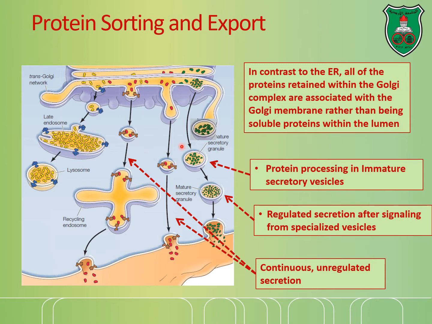Okay, so what happens then is sorting of proteins in different ways. You have continuous unregulated secretion. Vesicles pop out of the Golgi and they move towards the plasma membrane directly, where they release their contents. Or you have transfer of vesicles to recycling endosomes, and from recycling endosomes you have the release or secretion of these proteins once vesicles fuse with the plasma membrane. So this is continuous unregulated secretion.